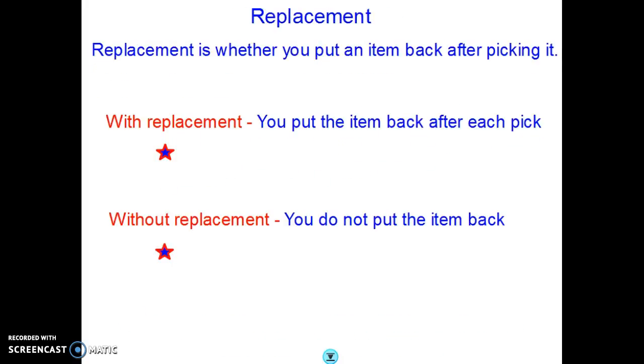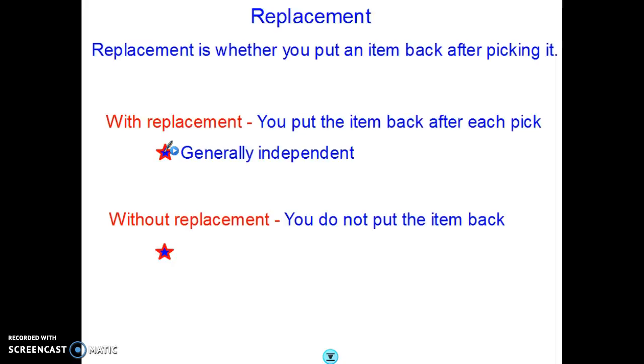One last thing that's worth mentioning in this context is this idea of replacement, which we just looked at in the last example, actually. Replacement is whether or not you put an item back after you pick it. So if you see the phrase with replacement, that means after you pick out an item, you put it back into the bag or box or deck of cards. This will generally lead to independent events, because if you're putting the item back, it doesn't really matter what you picked the first time. It won't affect the next pick.